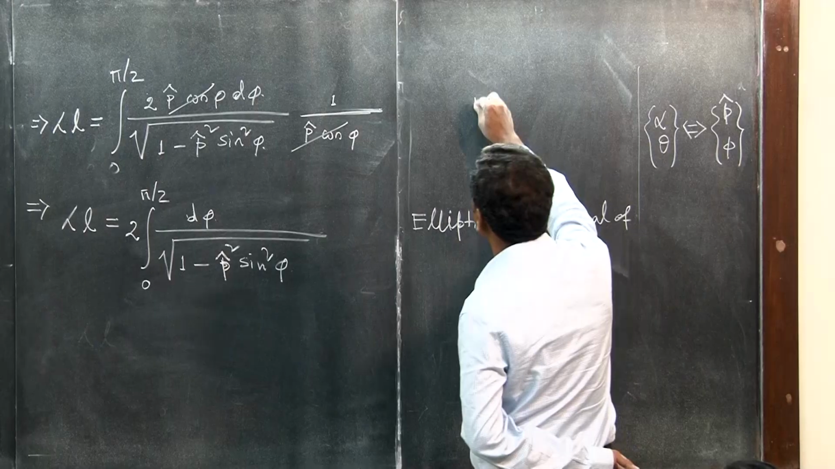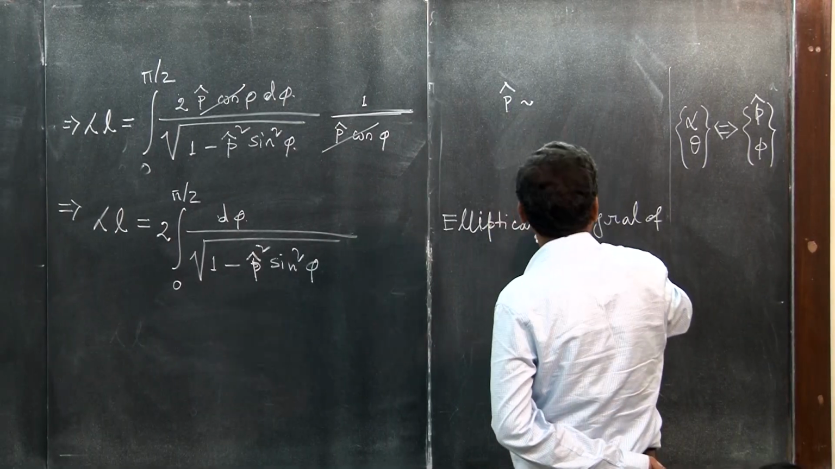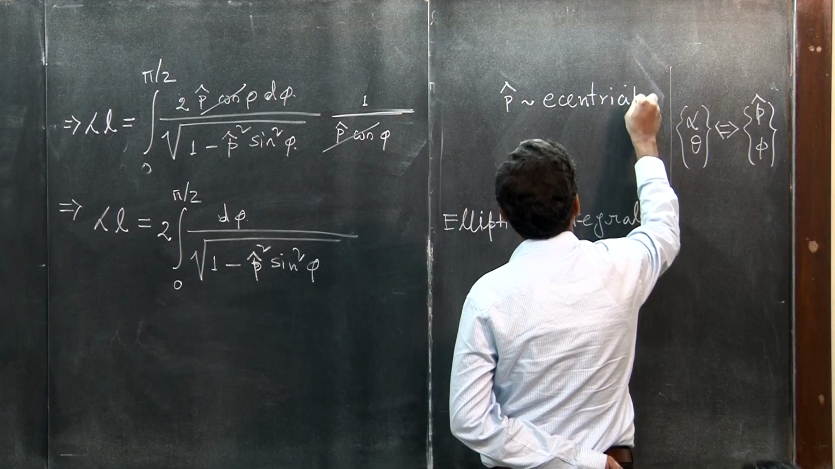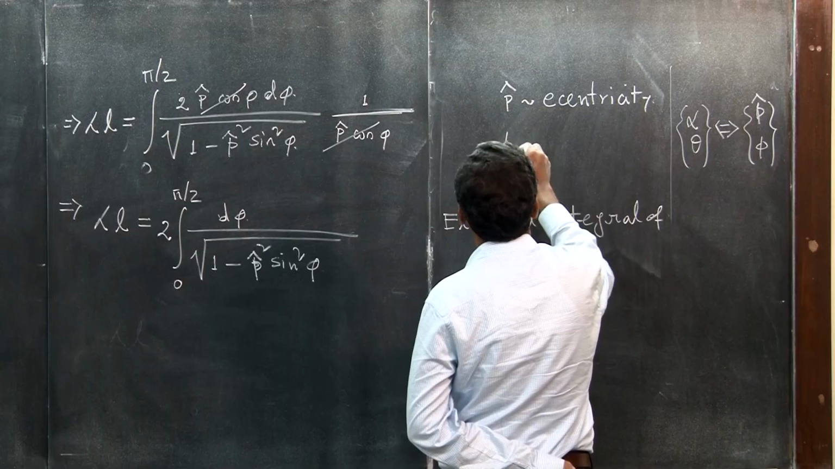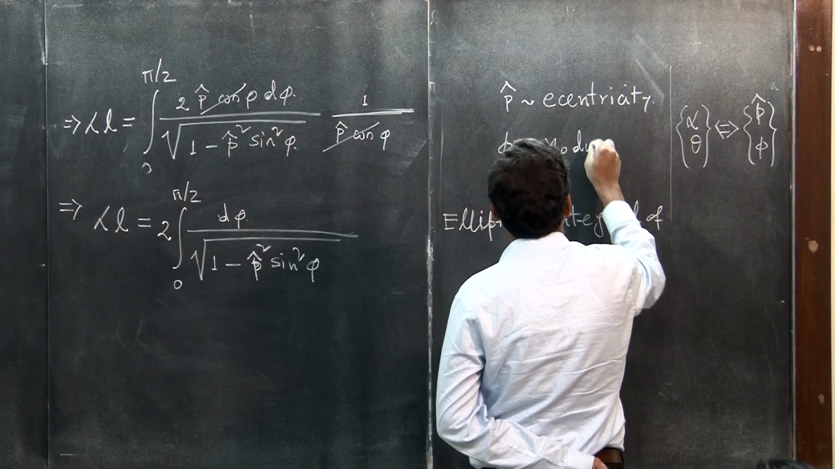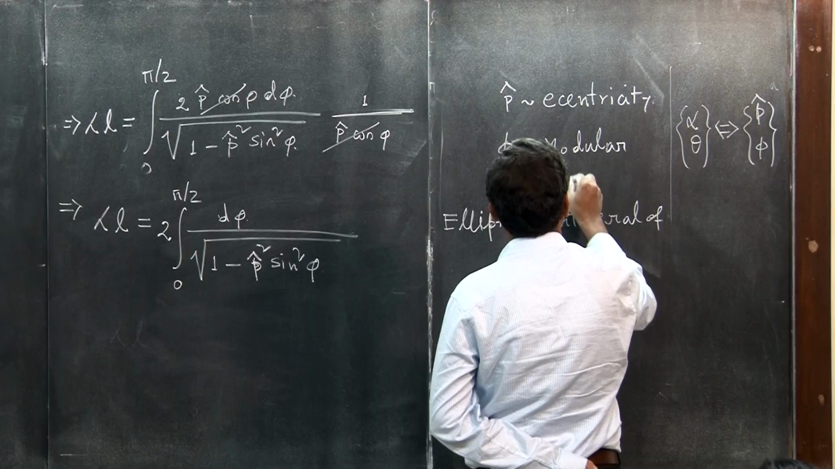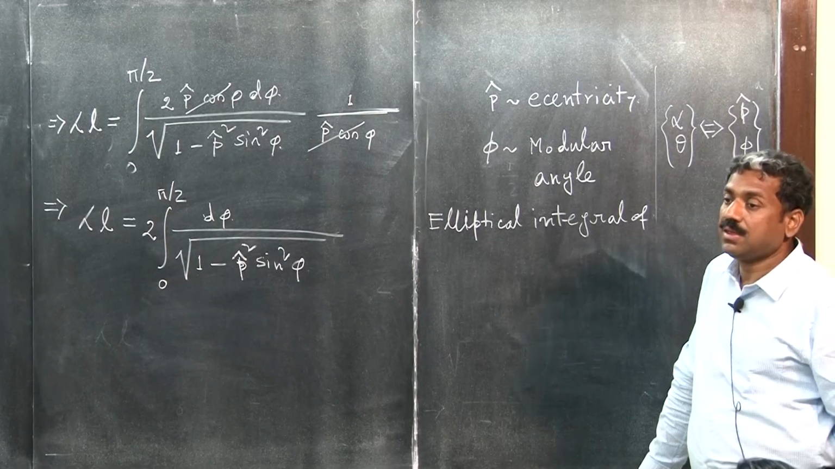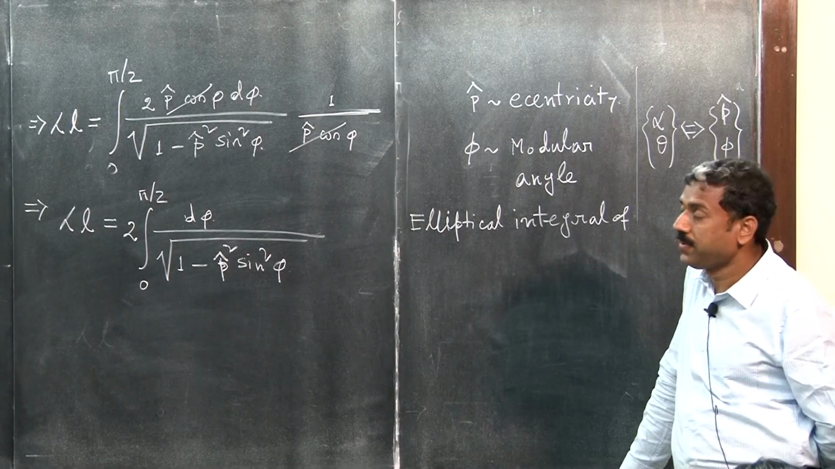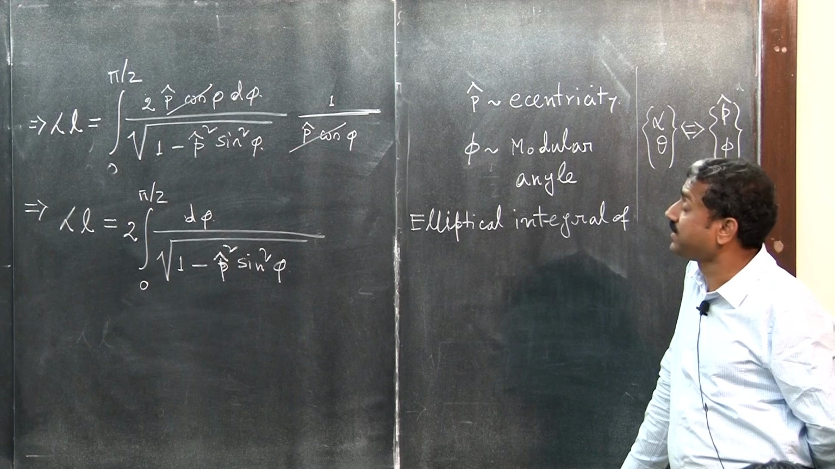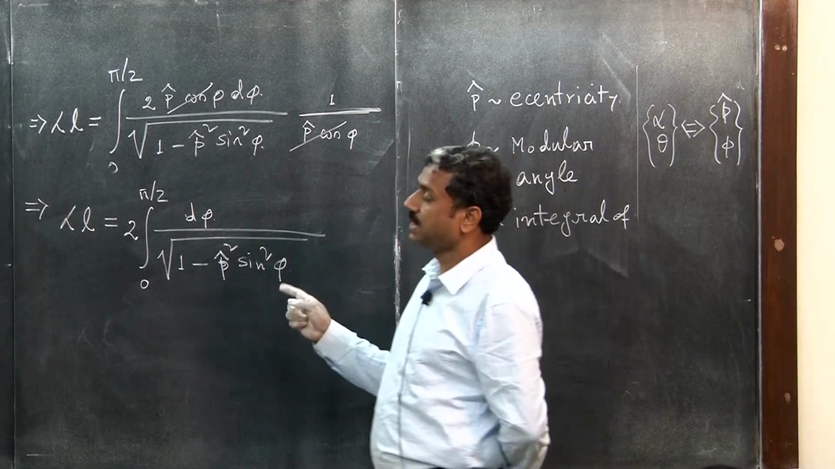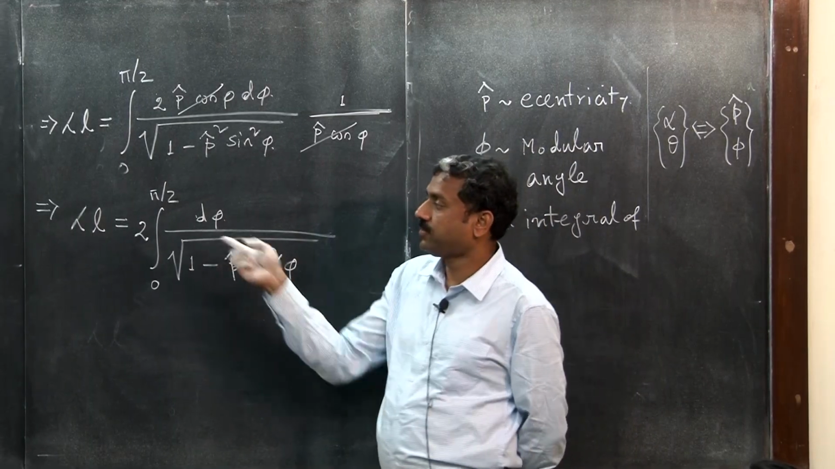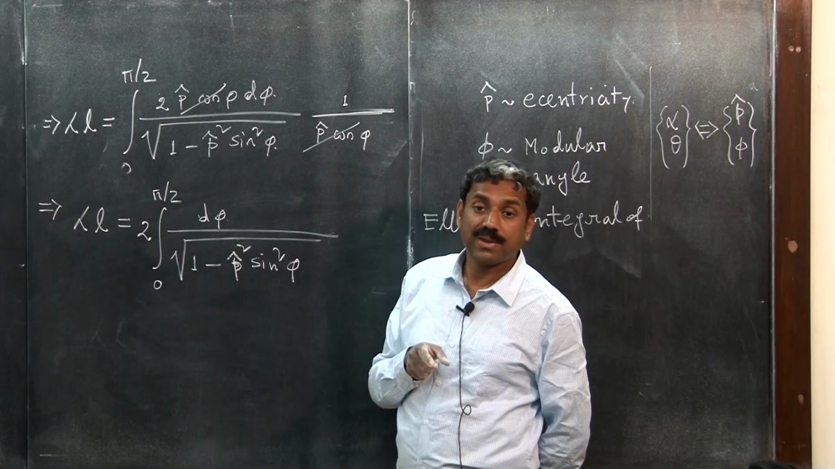And then this p cap and phi. P cap is nothing but this parameter, called eccentricity. P cap is used to describe eccentricity, and phi is called the modular angle. The modular angle is the angle subtended at the center of the ellipse. So, modular angle and eccentricity. This elliptical integral of the first kind can be used to describe this. What is lambda? Lambda is root phi by L, right?